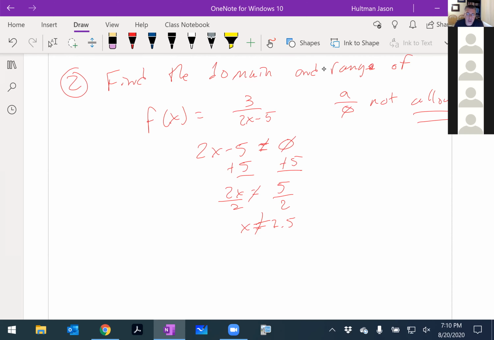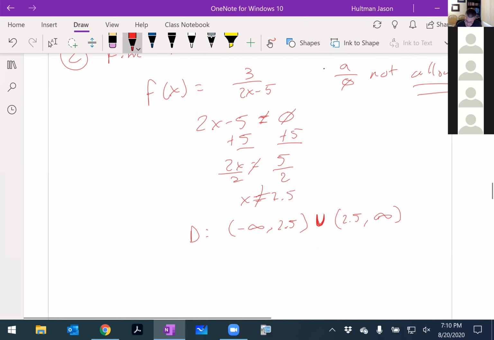So how would I write that as the domain? Well, the domain would be from negative infinity to 2.5, and then I use a union symbol, a U, and then 2.5 to positive infinity. It's just that one value I have to get rid of. This is how we do it.